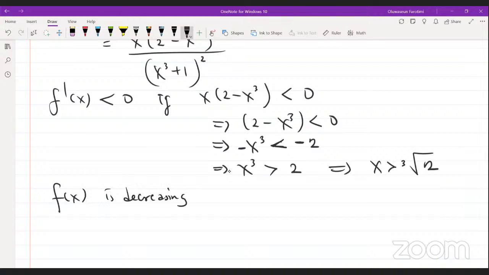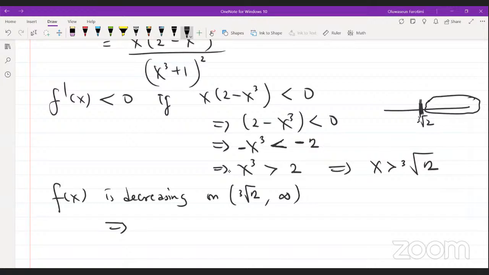Now there's an interval. So let me draw my number line. If this part is cube root of 2, it is decreasing for all these values here, bigger than this number. So it's decreasing on the open interval from cube root of 2 to infinity. What is going to be the conclusion, guys? Bn plus 1 is less than Bn when n is greater than or equal to 2.